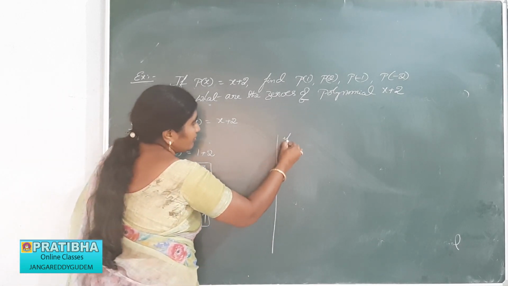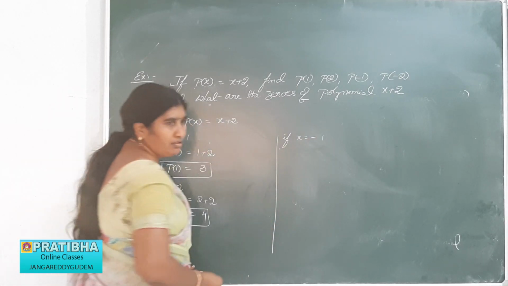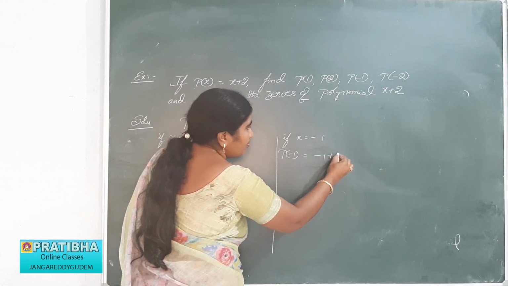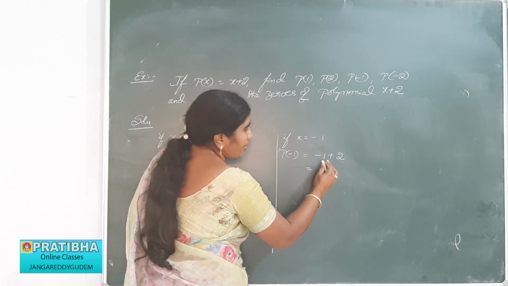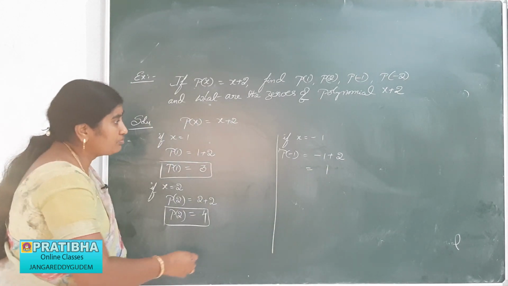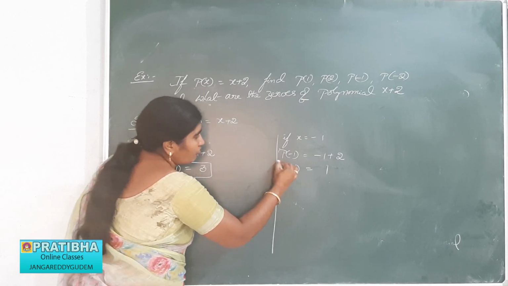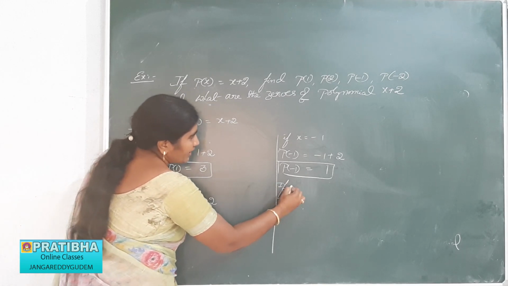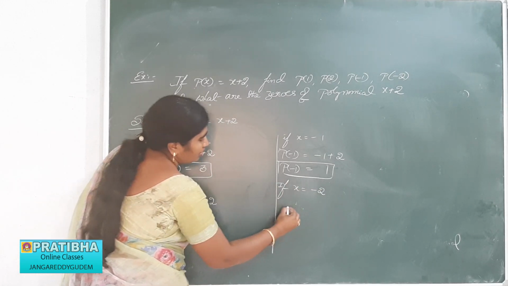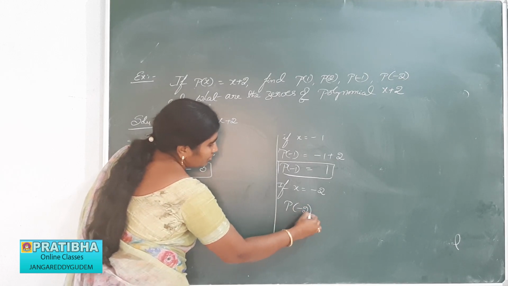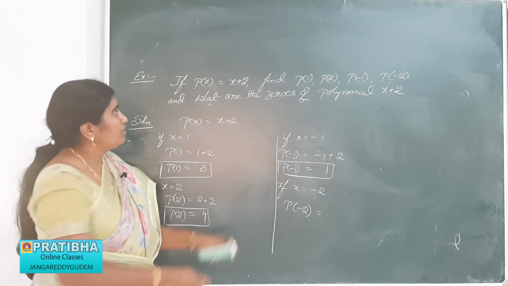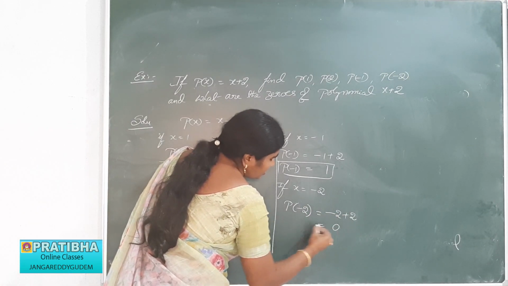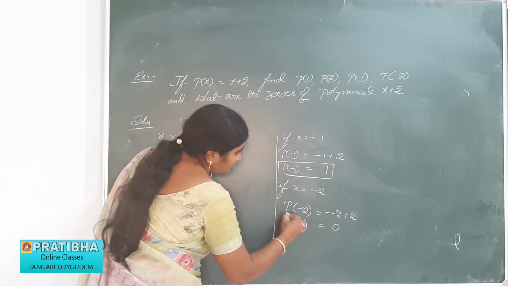Next, if x equal to minus 1, p of minus 1 equal to minus 1 plus 2, that equals 1. The value of p of minus 1 equal to 1. If x equal to minus 2, p of minus 2 equal to minus 2 plus 2, that equals 0. p of minus 2 equal to 0.